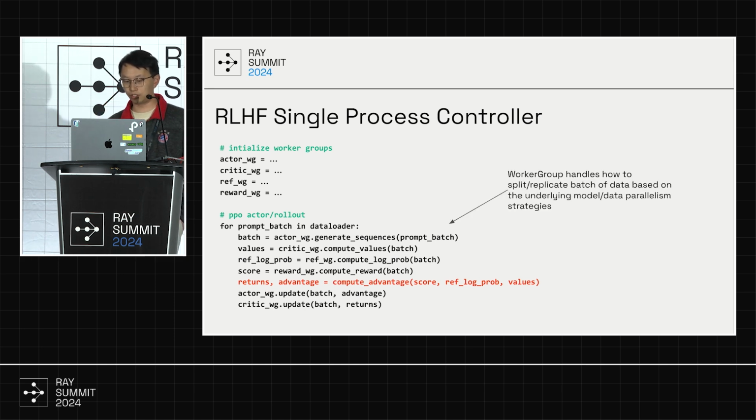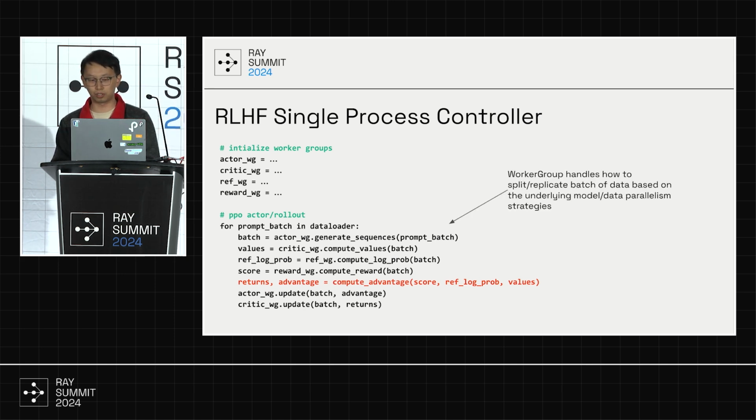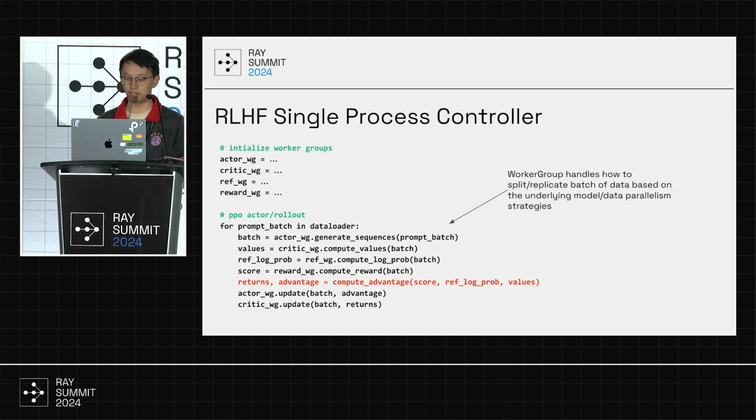From a single process controller point of view, it doesn't actually care about how data is split or replicated. Under the hood, the worker group has to take care of this based on the model and data parallelism strategies. So from this high-level point of view, it's just a single process that has no knowledge about the underlying data and model parallelism strategies.